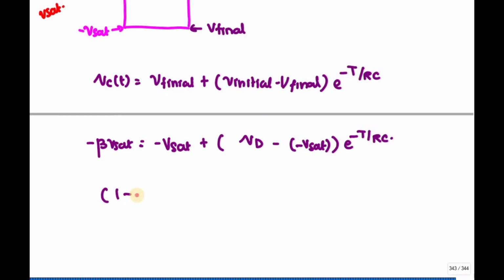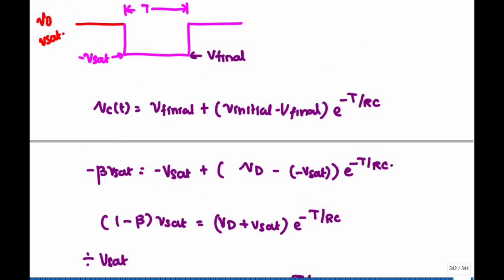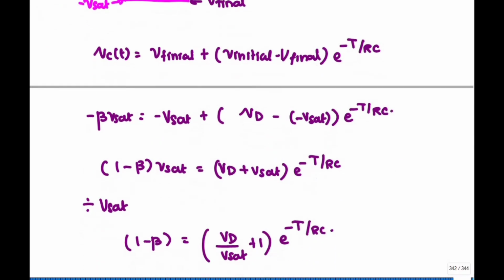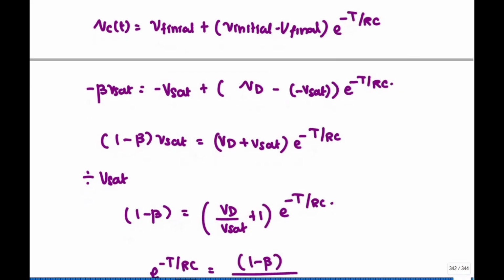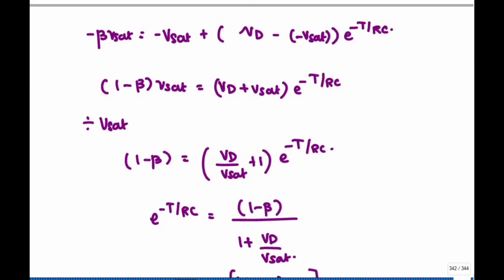Okay. So if I solve this one, I can write 1 minus beta times V sat is equal to Vd plus V sat, e power minus t divided by RC. So now I divide both sides by V sat. Okay, if I divide both sides by V sat, I will get Vd by V sat plus 1, into e power minus t divided by RC.